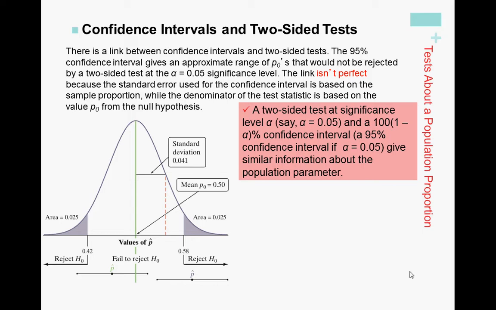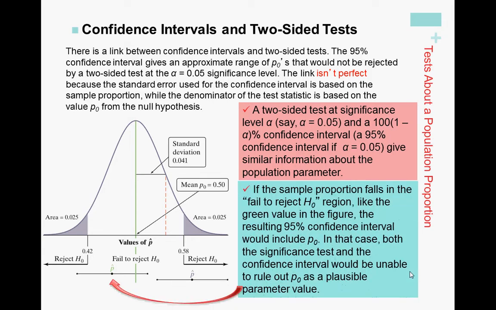Next up, if the sample proportion falls in the fail to reject null hypothesis region, like the green value that it's pointing to, the resulting 95% confidence interval would include P naught. In that case, both the significance test and the confidence interval would be unable to rule out P naught as a plausible parameter value. So they fail to reject the null. It's going to be the same time that it falls in the confidence interval.